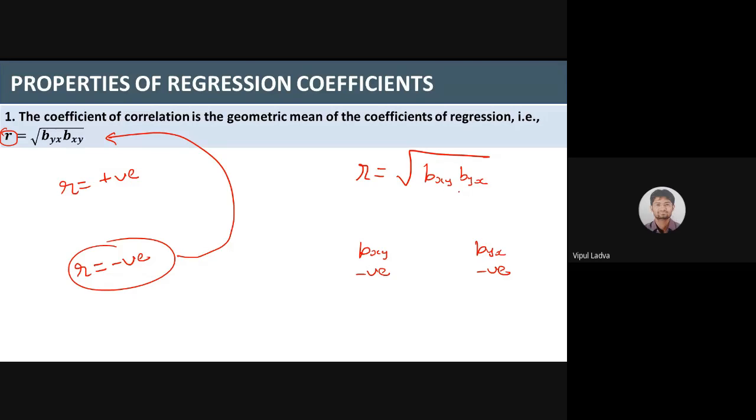फिर मैंने ये भी बताया कि ये bxy byx माने दोनों रिग्रेशन कोएफिशिएंट या तो दोनों पॉजिटिव होंगे या तो फिर दोनों नेगेटिव होंगे, पर एक पॉजिटिव एक नेगेटिव ऐसा नहीं हो सकता, ठीक है? फिर अभी मैं सिक्स प्रॉपर्टी ये ऐड कर रहा हूँ, जो भी रिग्रेशन कोएफिशिएंट्स की साइन होगी वही साइन होगी r की। If both the regression coefficients are positive, then r will be positive. If both the regression coefficients are negative, then r will be negative.